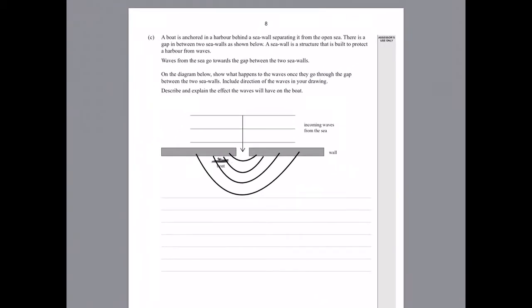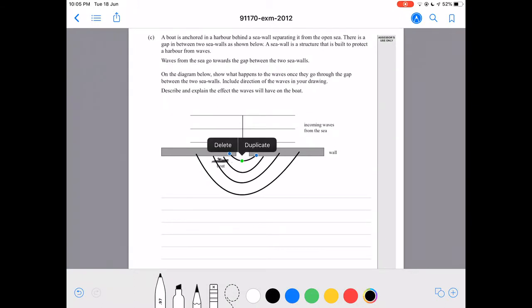Alright, so moving along. A boat is anchored in the harbor. Wait, just let me delete this. It's a pretty bad drawing, I must say. A boat is anchored behind a sea wall separating it from the open sea. There is a gap between two sea walls as shown below. A sea wall is a structure that is built to protect the harbor from waves. Waves from the sea go towards the gap between the two sea walls. On the diagram below, show what happens to the waves once they go through the gap between the two sea walls. Include direction of the waves in your drawing. Describe and explain the effect the waves will have on the boat.